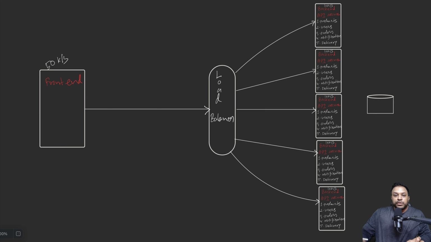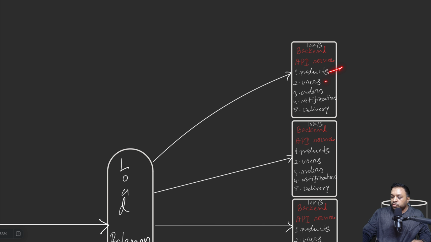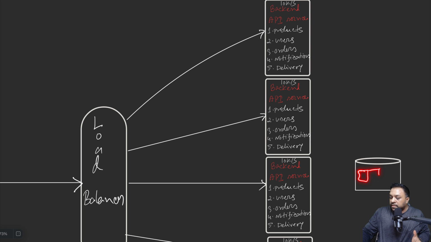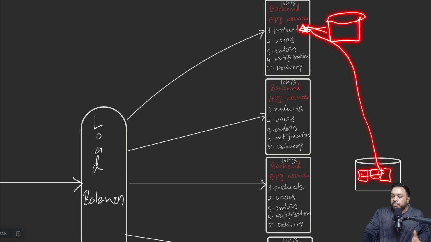So what can we do? We can go to microservice architecture. What is microservice architecture? Your application will have multiple services, like products, users, orders, notification, and delivery service. In reality, you will have many more services, but for simplicity's sake, we have only five. Now, if we take this product service out of all of these, and take the tables connected to the products out of this database, and create a new database for this service only, it will be a microservice.